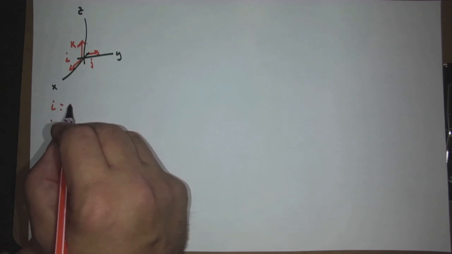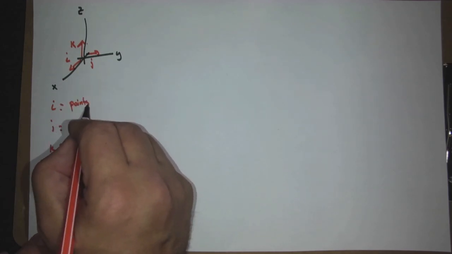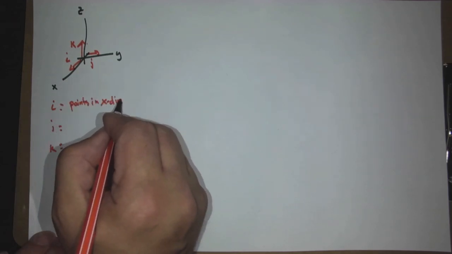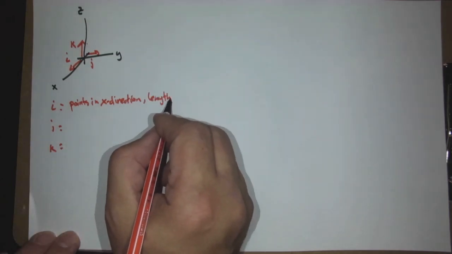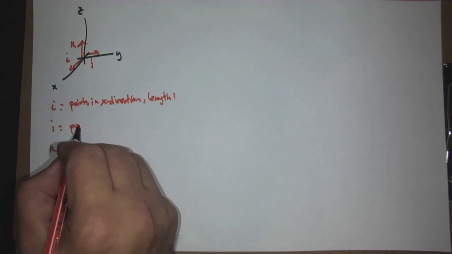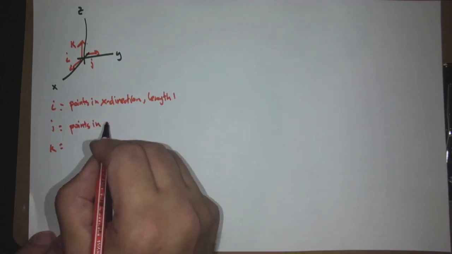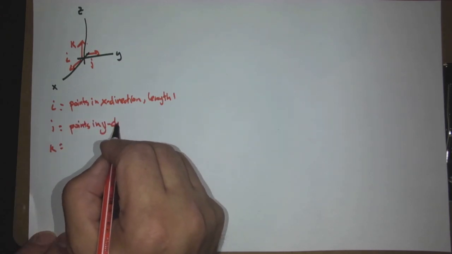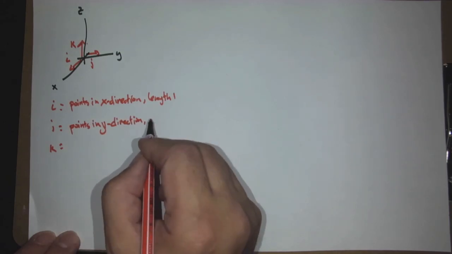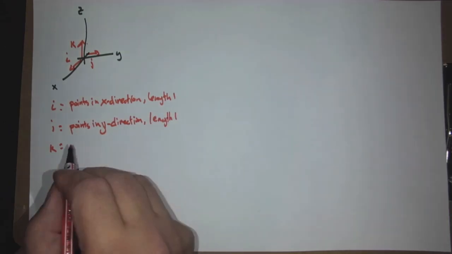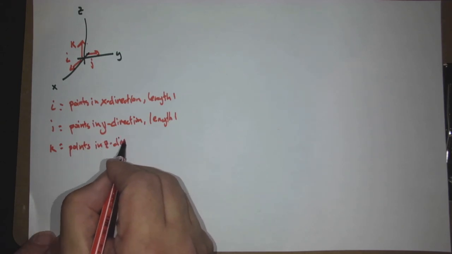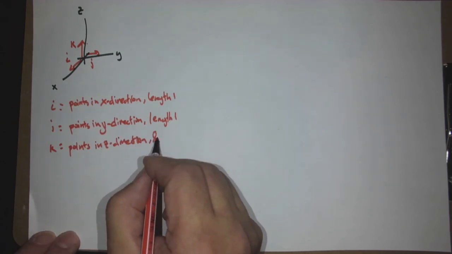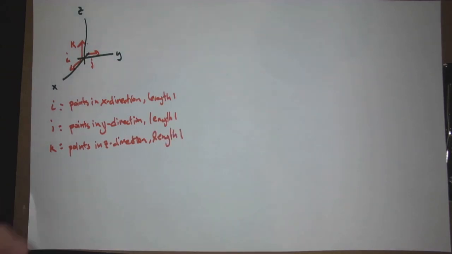i points in the positive x direction, length 1. We'll talk about length 1 vectors in a few minutes. In the meantime, j points in the positive y direction, and it has length 1. And k points in the z direction, and it also has length 1. So we have these three basic vectors, i, j, and k.